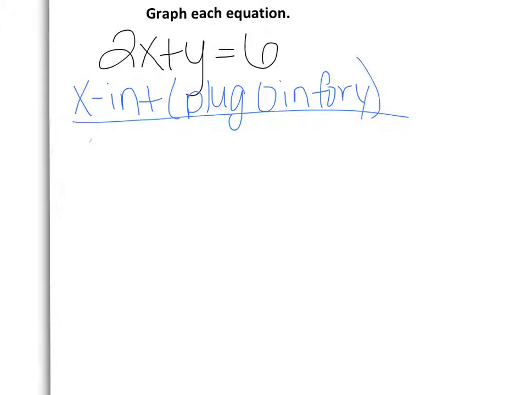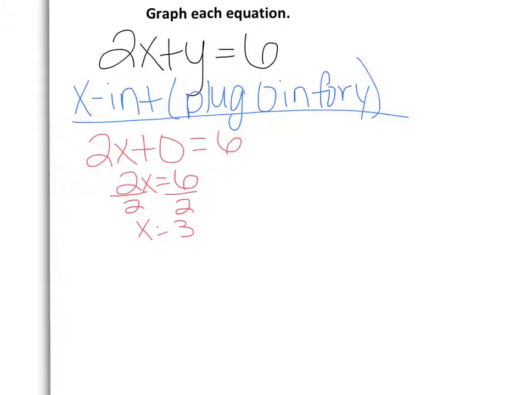So if I rewrite my equation, but instead of y, I'm going to plug in 0. So I have 2x plus 0 equals 6. Okay, well what is 2x plus 0? Just 2x. So 2x equals 6. So what is x? 3. X is 3. Okay, but I want a point. An x equals 3 isn't a point. I want an x comma y. Okay, well what's my x? 3. What's my y? 0.